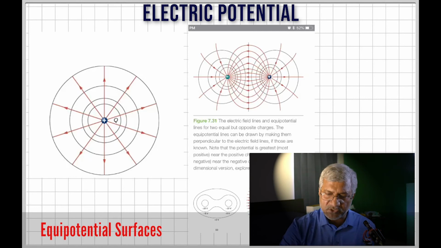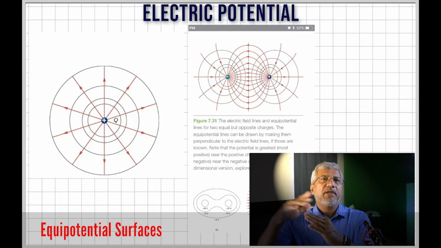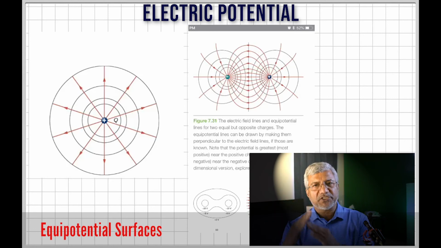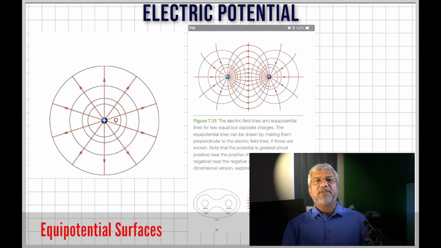Another interesting thing is that the red arrows represent the electric field. And always, equipotential surfaces are perpendicular to the electric field. Very important. Electric field lines are always perpendicular to an equipotential surface. Sometimes I ask, what's the work required to move a charge from one point to the other on an equipotential surface? That is a trick.